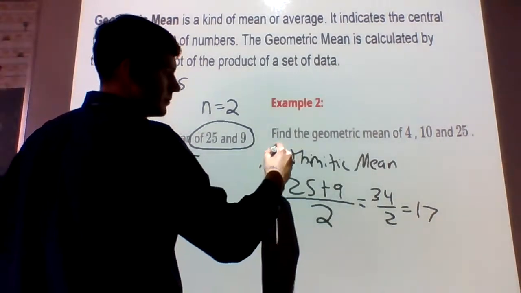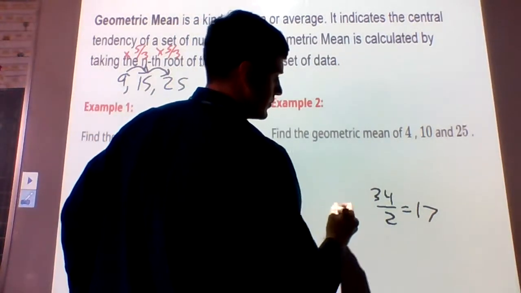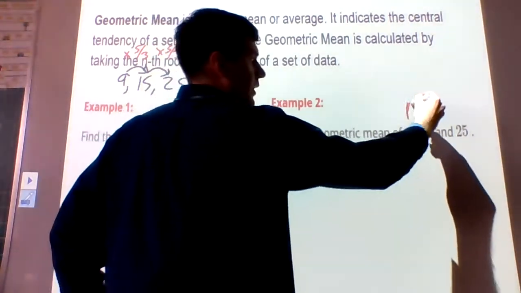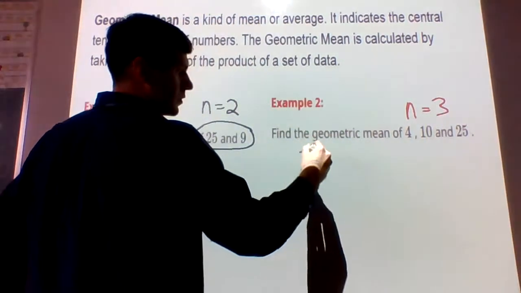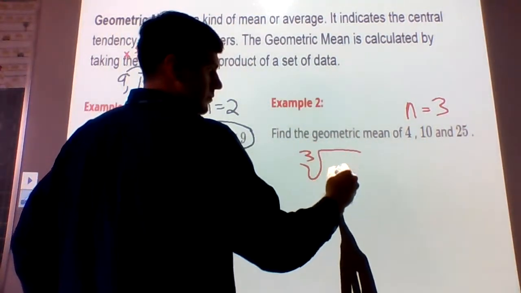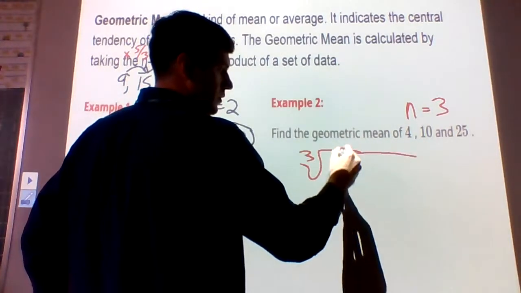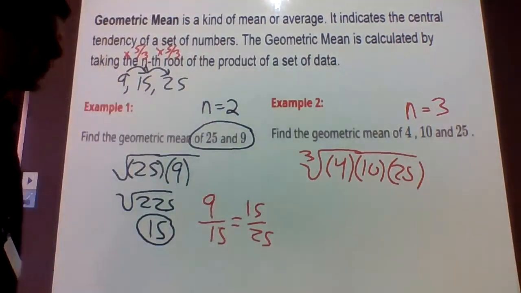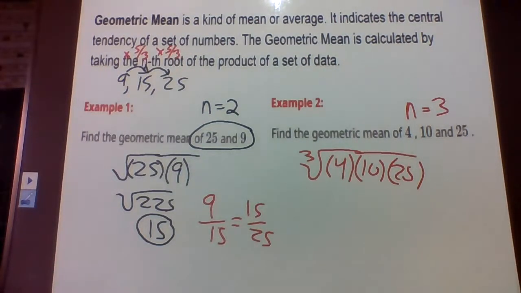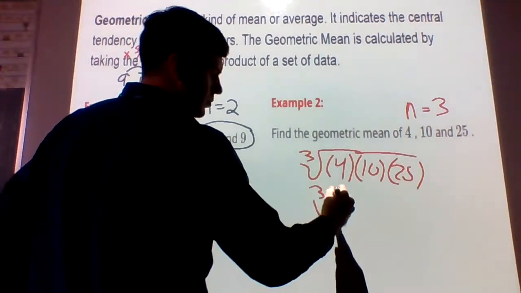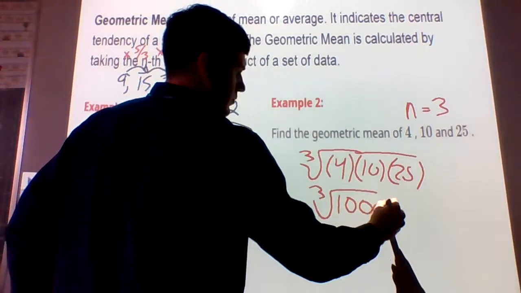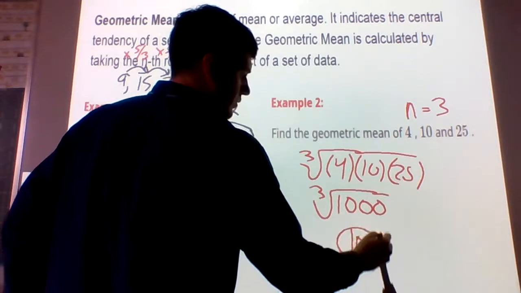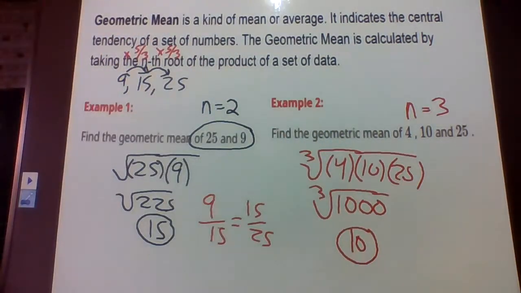For the next one here, we have 3 numbers, so n is going to equal 3. So it's going to be the third root or the cubed root of the product of the numbers. So that's 4 times 10 times 25. That's going to be 40 times 25, which is 1,000. And the cubed root of 1,000 is 10. Okay, so your geometric mean here is going to be 10.